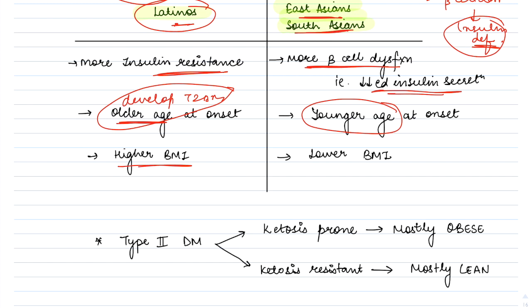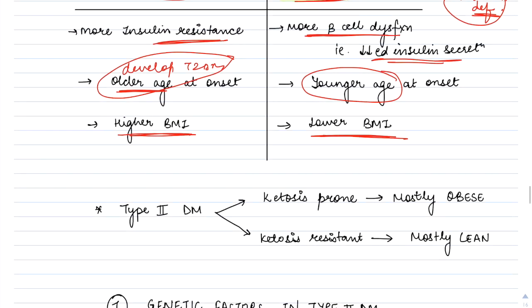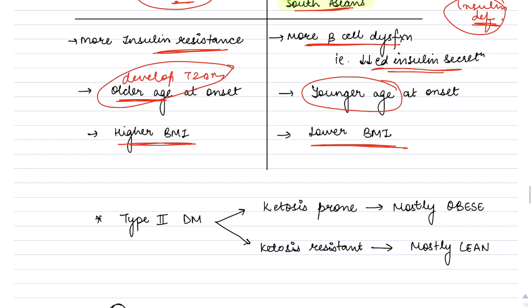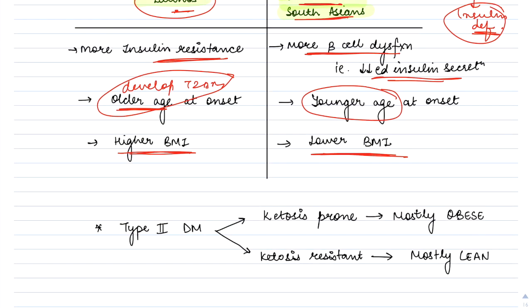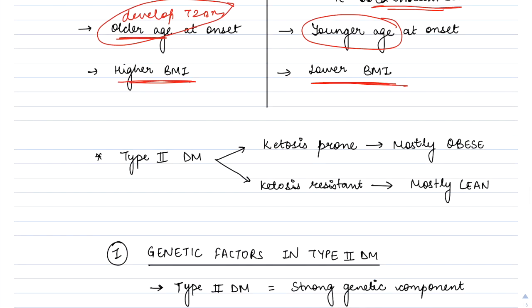Latinos have a higher BMI as compared to the South and East Asians, who have a lower BMI. That is, the Latinos are usually obese, while the East and South Asians may or may not be obese. They usually have a lower BMI.